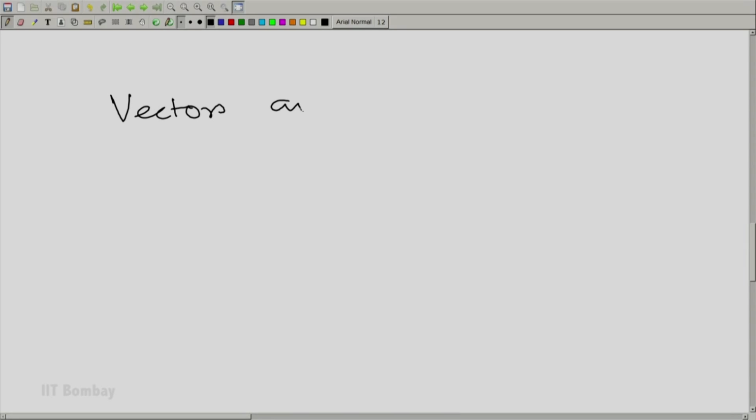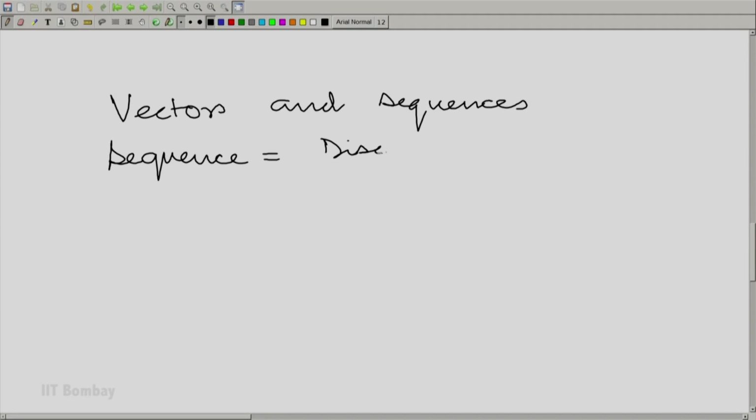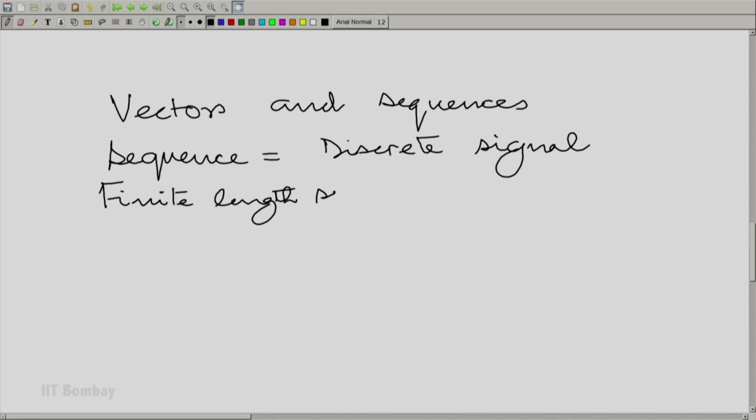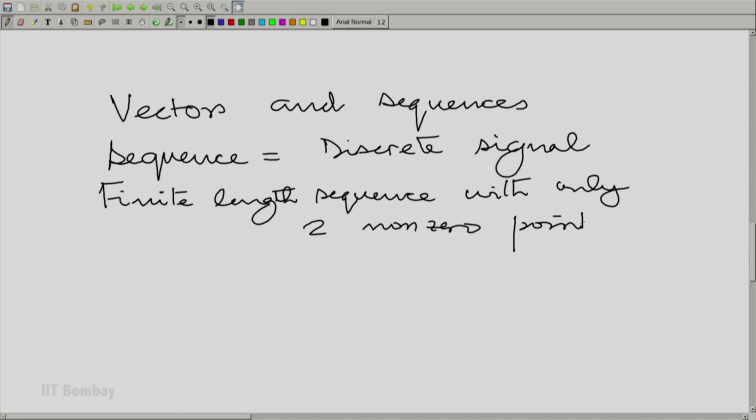Let us now relate vectors and first sequences. So, let us do that. Vectors and sequence. What is a sequence? A sequence is a discrete signal, so to speak, you know that. So, suppose you have a finite length sequence with only 2 points. Let us say again, without any loss of generality, that the 2 points are at 0 and 1.